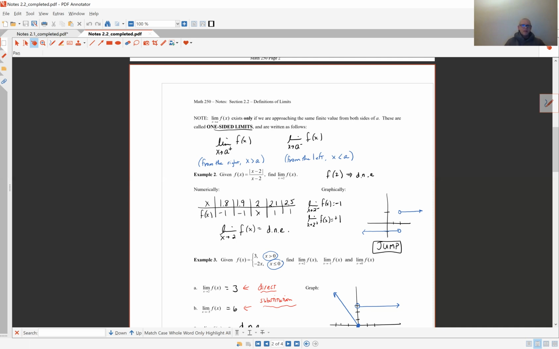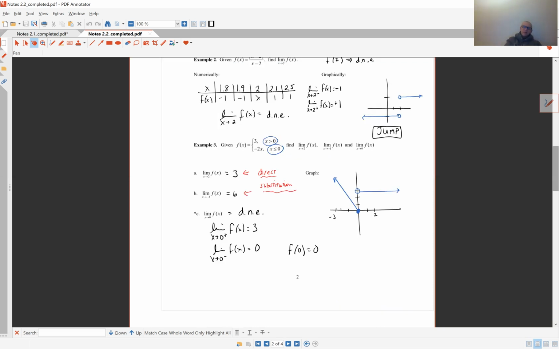So the limit as x goes to 2 of f of x in this case does not exist. If the limit at x equals 2 existed, that would mean that the limit coming from the left and the limit coming from the right would be the same thing. Okay, here's another piecewise example, example 3.